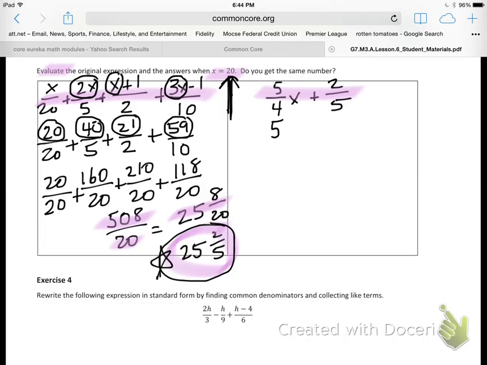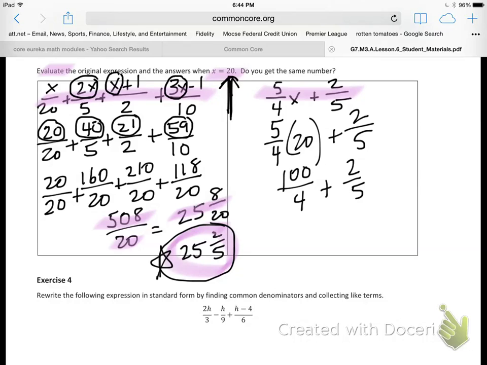If we just go ahead and plug in 20 for both of these, boy oh boy, is this easy. And what do we have? That's 100 over 4 plus 2 over 5. 100 over 4, you can see already, is 25. 25 and 2/5. The fact that the answers are the same is a very good thing, because that means the original expression worked the same as our answer in standard form.